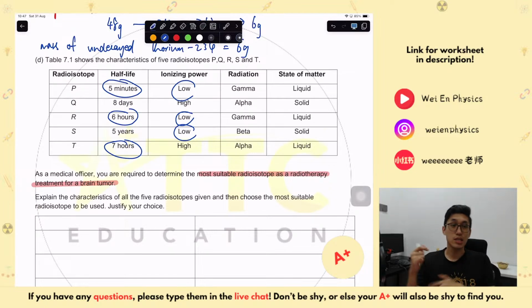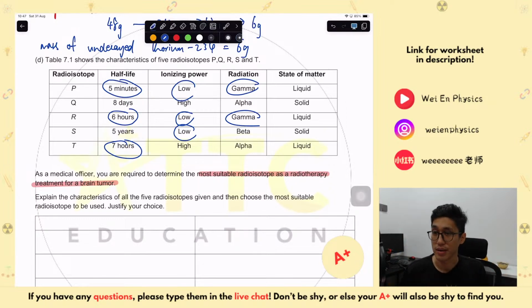Okay? Since we're shooting it from the outside, normally we cannot use alpha because alpha will be blocked by our skin. So you gotta use gamma. Okay? Because it has the highest penetrating power. Beta, if you shoot through the skin, then it's not that strong already. It can still go through, but it won't be so strong anymore. Okay? So we gotta choose gamma, which has the highest penetrating power.